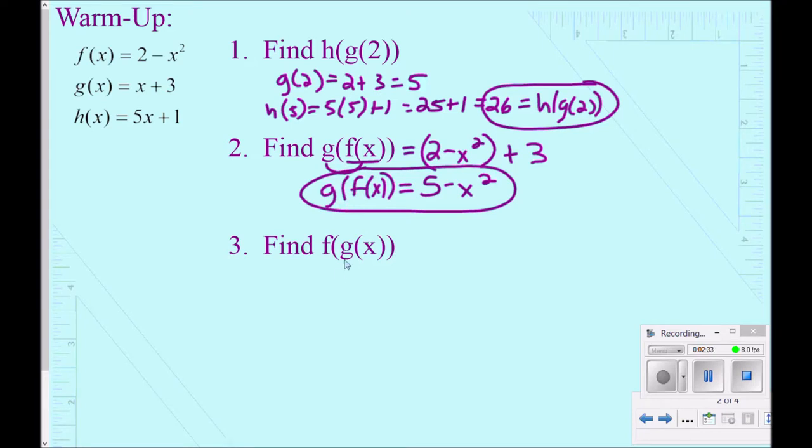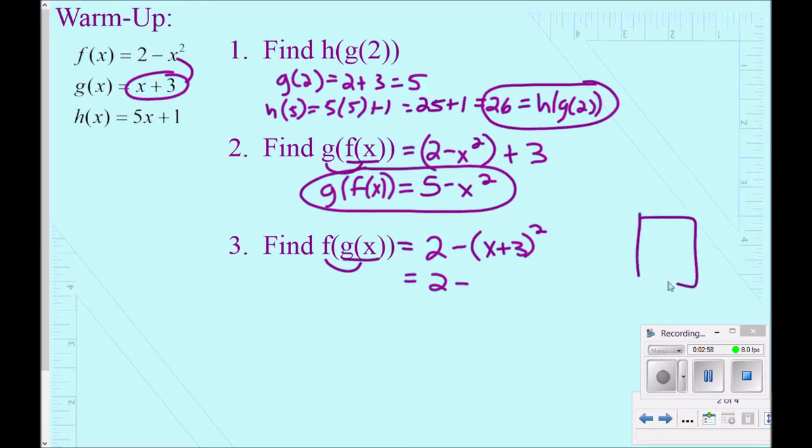Number 3, putting g of x into the f function everywhere there's an x. So x plus 3 is going in for x into the f function. So I'm writing 2 minus, and then instead of x, x plus 3 is going in its spot. And that's squared. So then I'm going to square first, order of operations, and we know to square correctly, if you want to set up your generic rectangle, you can. Or if you learned FOIL, you can do it that way as well. Either way, I am getting x squared plus 3x plus another 3x, which is 6x plus 9.